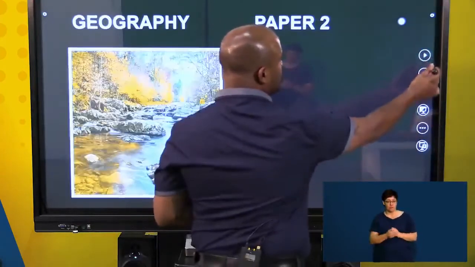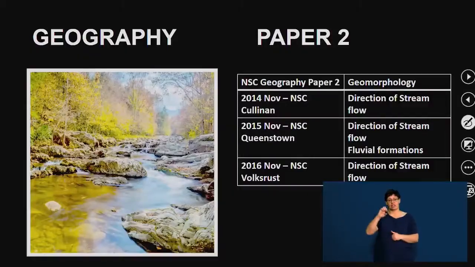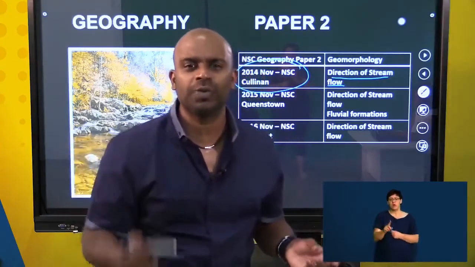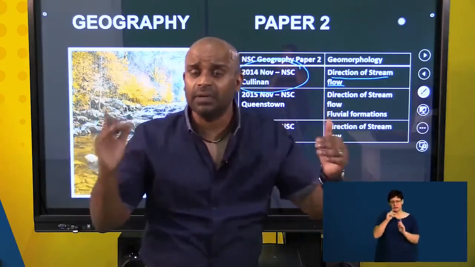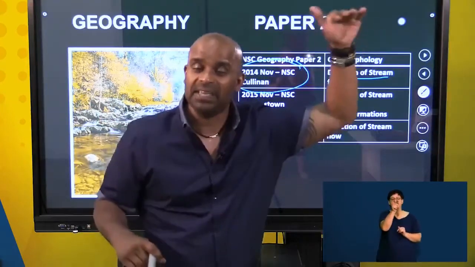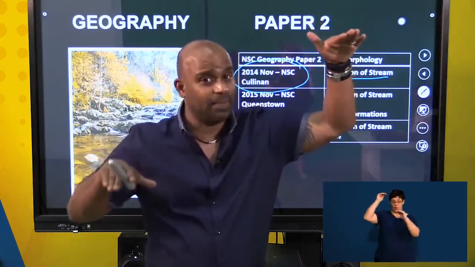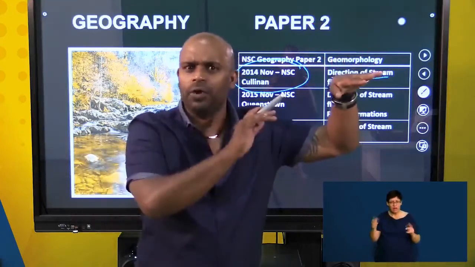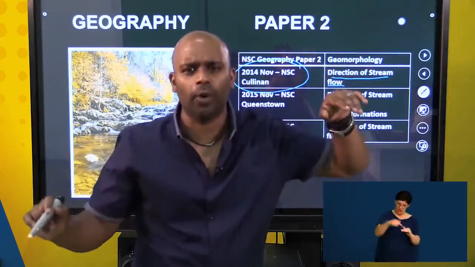The next one we're going to look at is geomorphology. In 2014, on the map of Cullinan, the direction of stream flow. Now, common on many maps is to identify in which direction the stream is flowing. All you have to do is use your contours as a reference, the spot heights, the trig beacons. These enable you to see where the landscape is higher and where the landscape is lower. What does this mean? Obviously, the river flows from a higher point to a lower point.